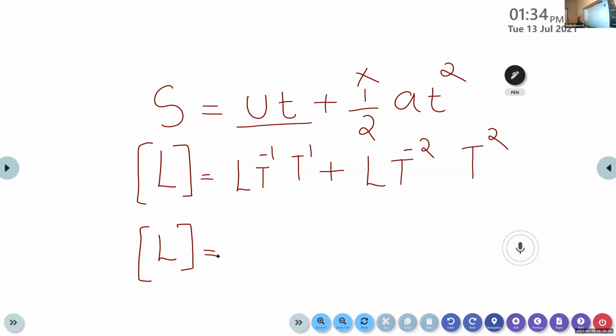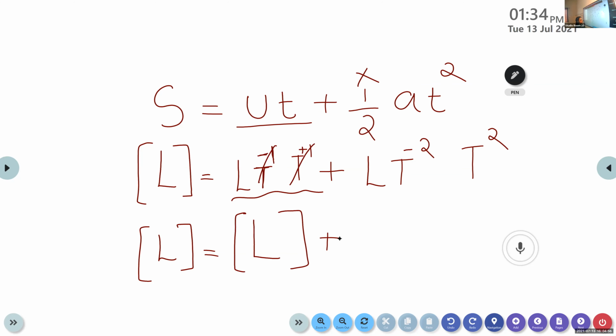LHS, the dimension of displacement is L. Now in the case of RHS, LT raised to -1 into T raised to 1. That is -1 plus 1. What happens to that time? It cancels, because one is T raised to -1 and the other is T raised to +1. So these two times cancel. So here we have L only.